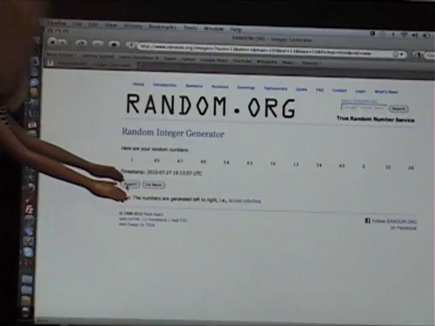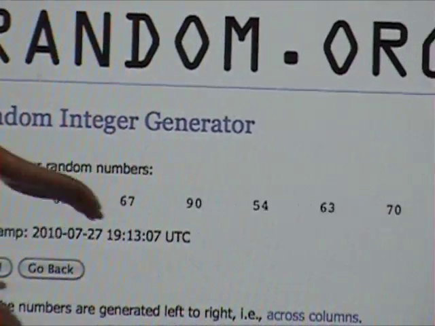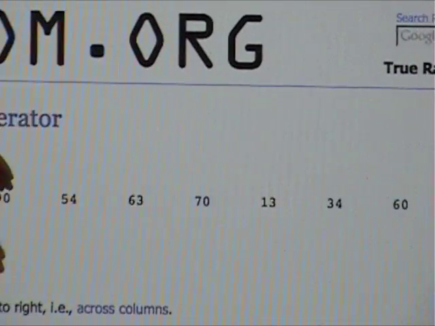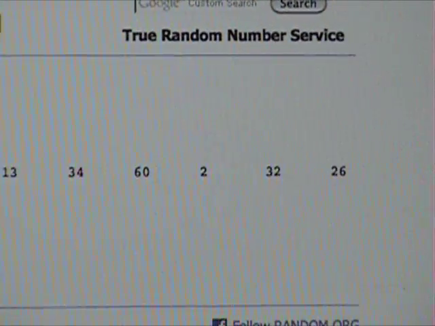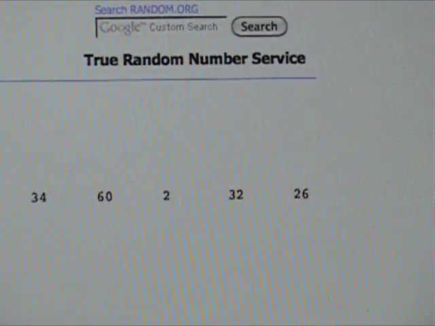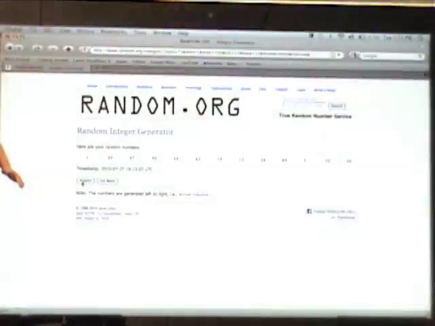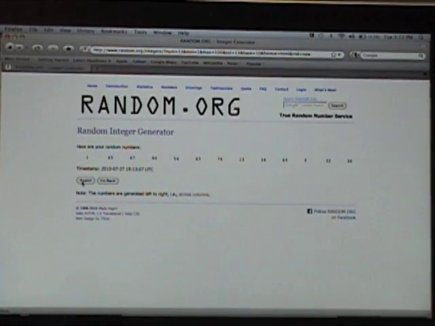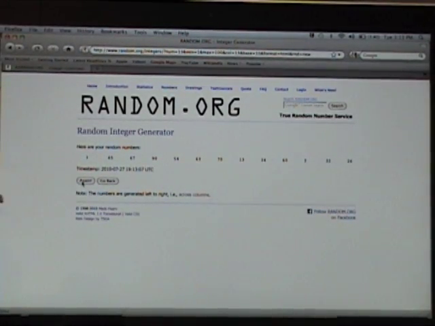So now we have other random numbers. So, here are our numbers. We have 1 person did not show up, 65, 67, 90, 54, 63, 70, 13, someone else did not show up, 34, 62, another person didn't show up, 32, and 26. So, we have 4 people who did not show up, and Mr. Turtle is still clear to go to the pool party without being overbooked. You can collect as many trials as you want, and that will make your simulation much more precise.